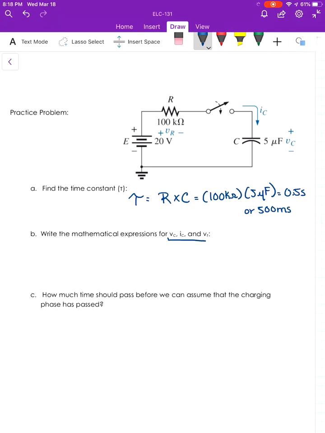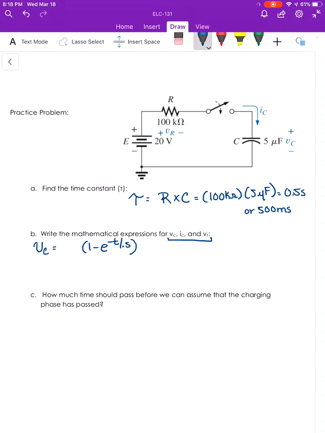Write the mathematical expressions for V sub C, I sub C, and V sub R. So for this, I'm going to skip doing the drawings again and just say that, remember, our voltage across our capacitor is starting at 0 because it's not charged at the beginning, and it's going to a maximum value. So that shape is 1 minus e to the minus t over tau, which is our 0.5 seconds.